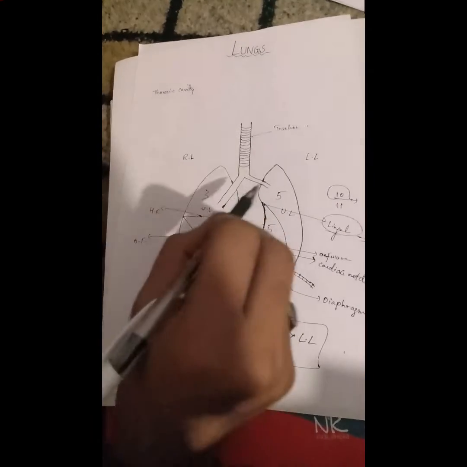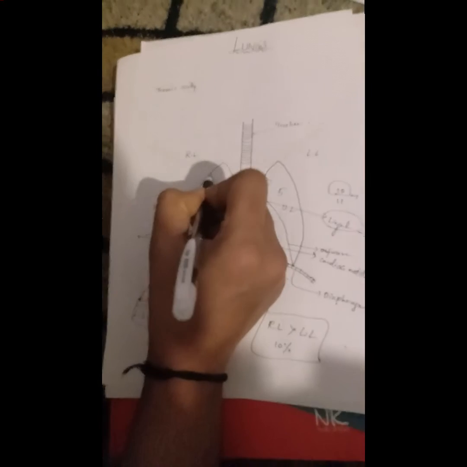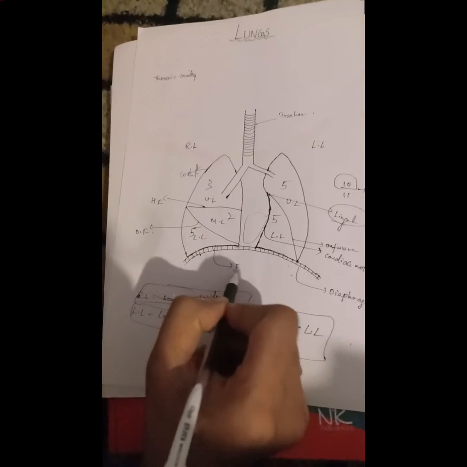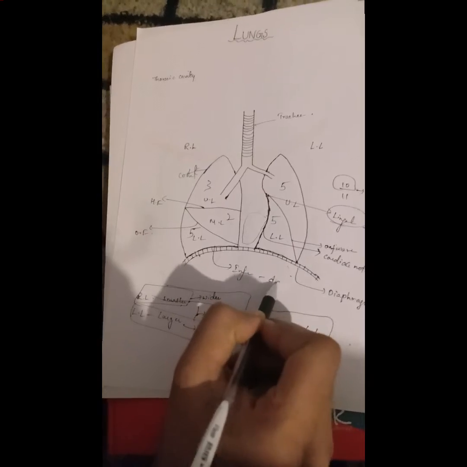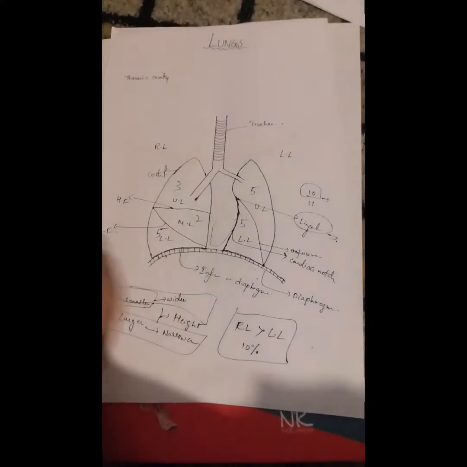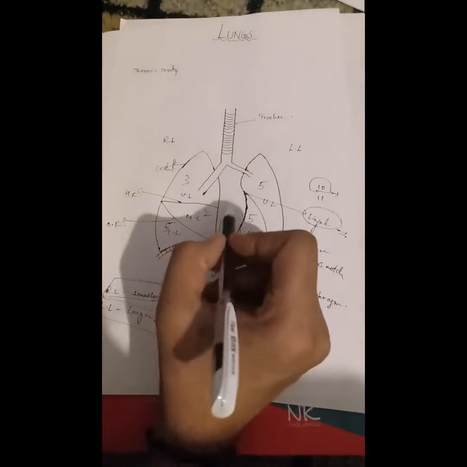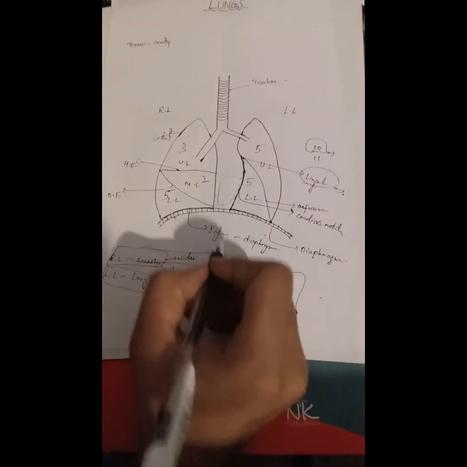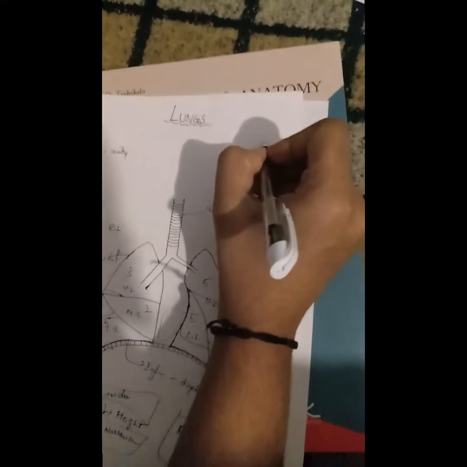And if we consider the surfaces, this is known as the costal surface. This is known as the inferior surface. The inferior surface has the diaphragm. Costal surface means the ribs: the surface which is toward the rib side is known as the costal surface. The surface which is toward the heart side is known as the mediastinal surface. There are 3 surfaces: mediastinal surface, costal surface, and inferior surface.